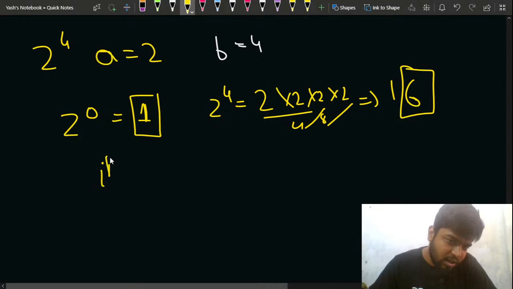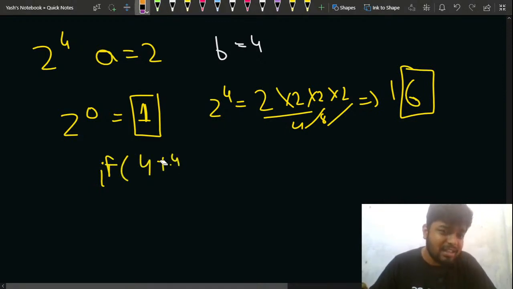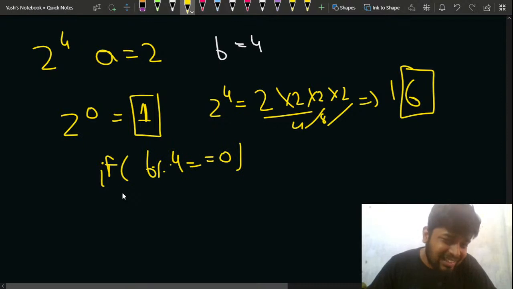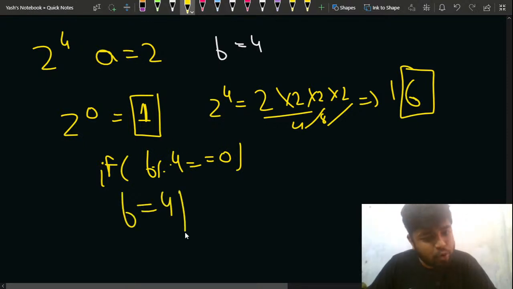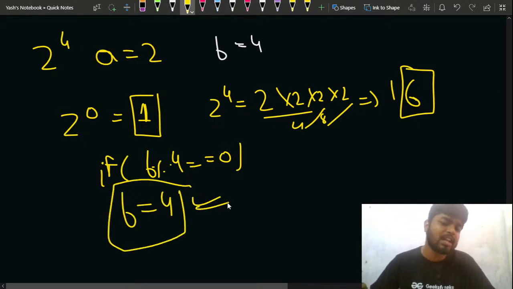So if it happens that your b mod 4 is equal to 0, then in that case you will mark your b as 4. You will make your b as 4 only, right? It will remain as 4, right?